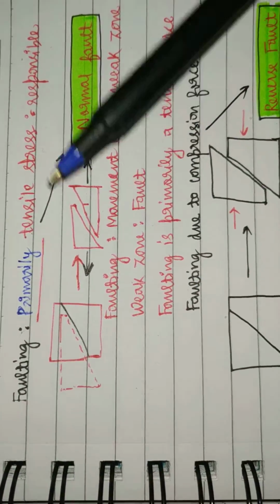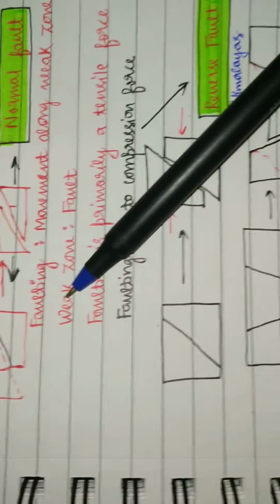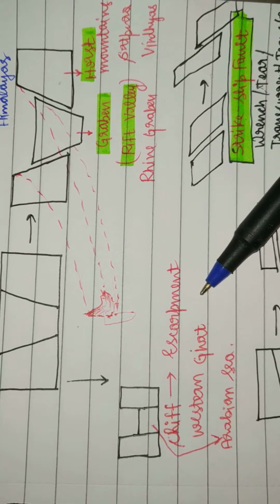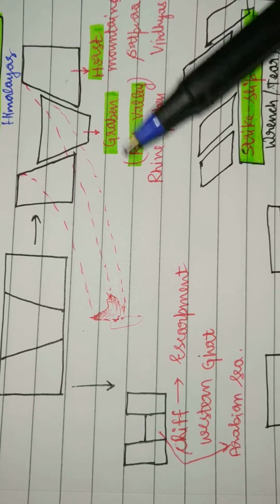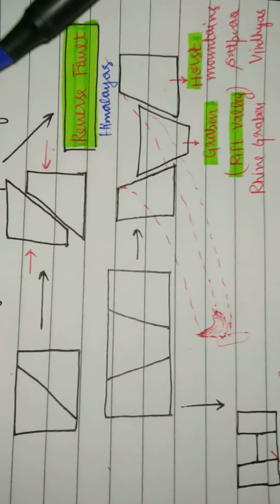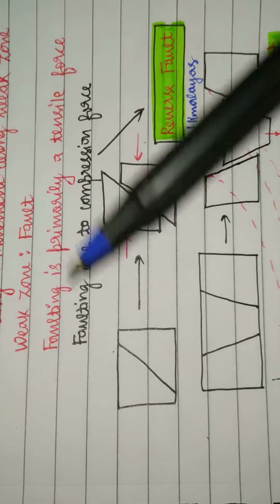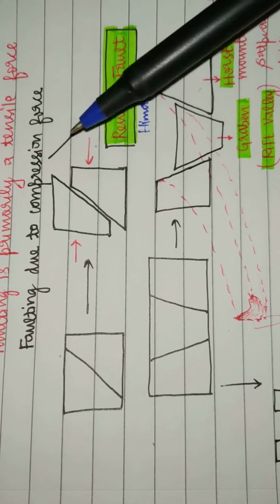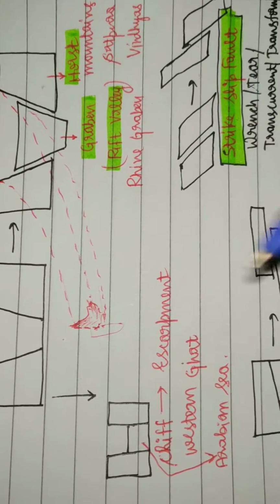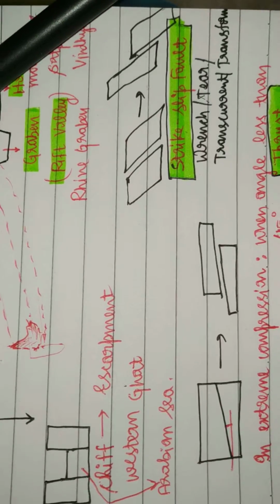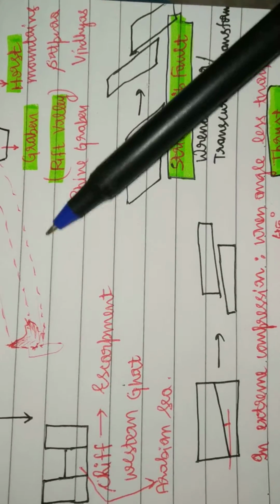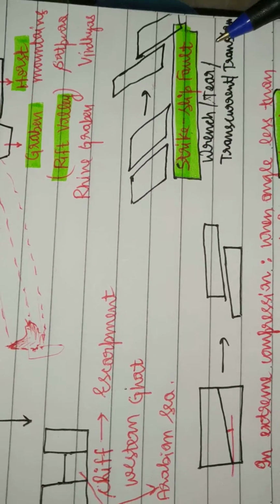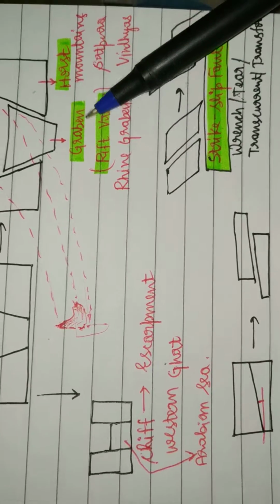That's why normal fault due to tensile forces. Another form of normal fault is escarpment. Rift, valley, horst, graben, all because of normal fault. Reverse fault, compressive forces. In Himalayas, reverse fault forms. Thrust is a special form of reverse fault. Strike slip fault, parallel. Wrench, tear, transcurrent, transform forms of strike slip fault.